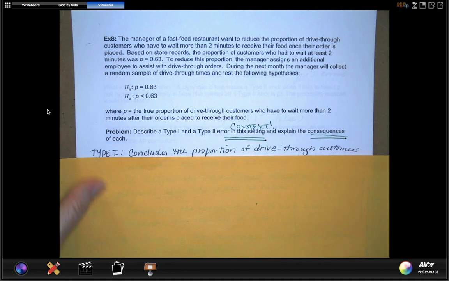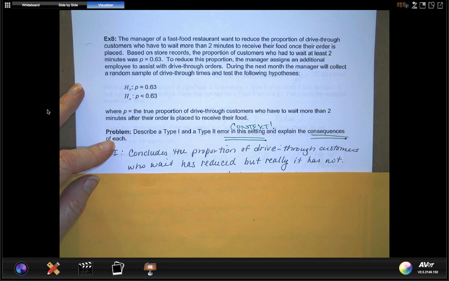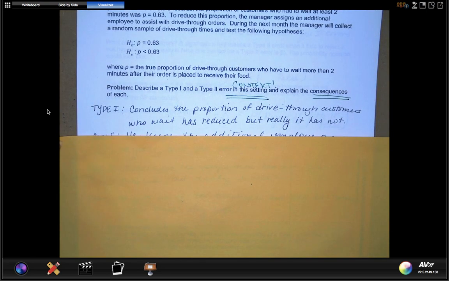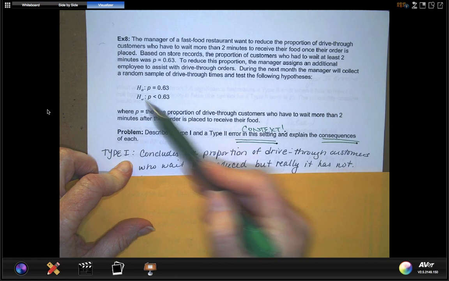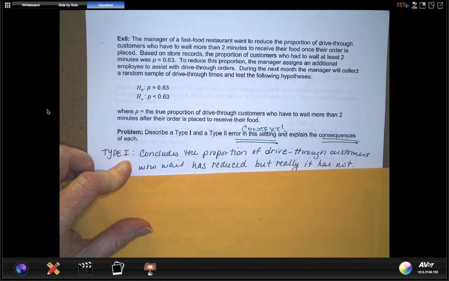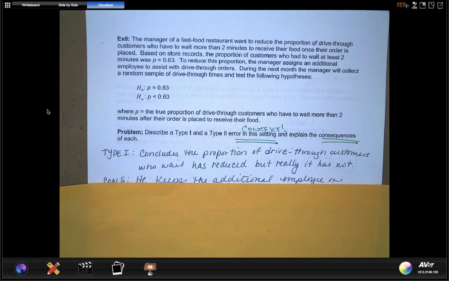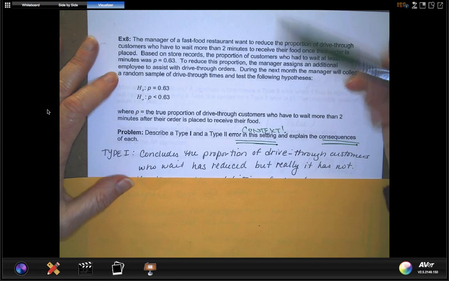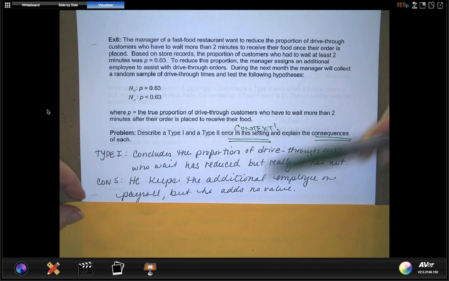Okay, it concludes the proportion of drive-through customers who wait has reduced, but really it has not. So in a type 1, I reject H0, so I'm throwing this out, I conclude HA. So then I conclude the proportion who wait has reduced, but really it didn't reduce. So I shouldn't have really done that. Consequence: he had hired an additional employee to reduce the wait time. So I'm going to keep that employee, but he really is adding no value.